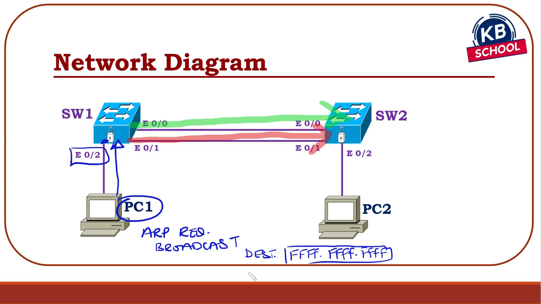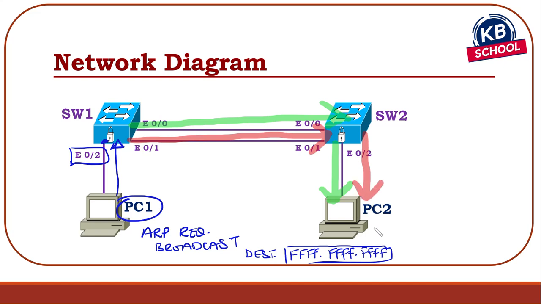First problem has already occurred. I have received 2 frames on switch 2 that are identical. It's the same broadcast that has gone to switch 2 over 2 active links. Now when switch 2 receives it, it is going to forward the broadcast to all the ports on that particular switch. So that means that I am going to get how many broadcasts sent to PC2, the same broadcast. So now I have a duplication of packets.